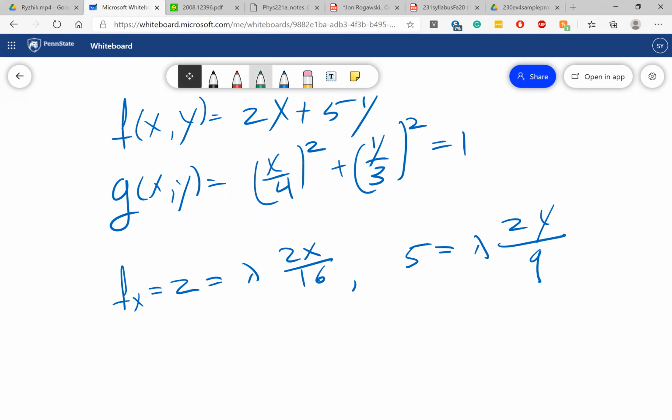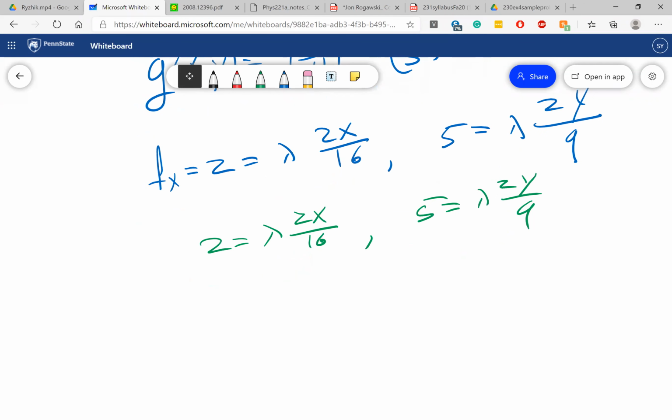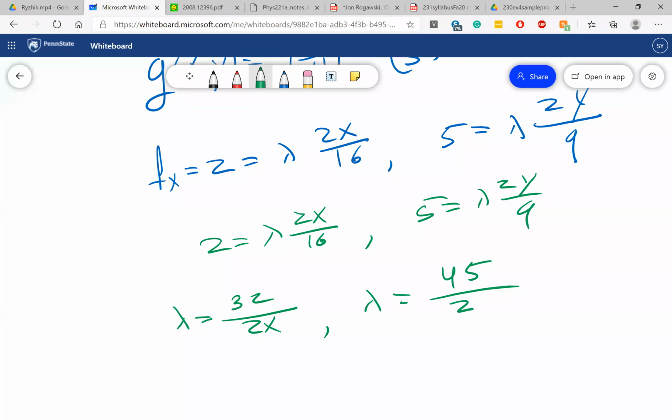So our two equations are 2 is equal to lambda 2x over 16, and 5 is equal to lambda 2y over 9. Now we know that x and y are not going to be equal to 0, because otherwise the left-hand side wouldn't be 2 and 5. So we can divide by x and we can divide by y to solve for lambda. So the first one gives us lambda is equal to 32 over 2x. And the second one gives us lambda is equal to 45 over 2y.